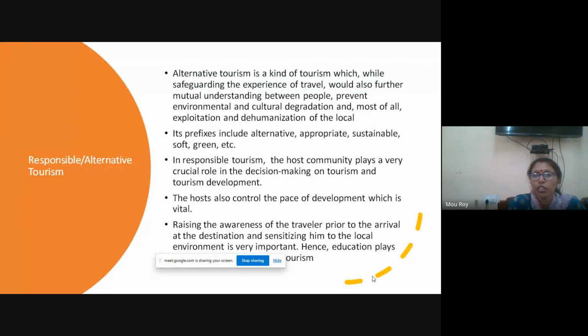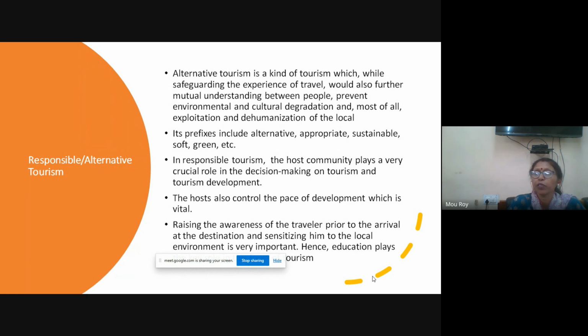So when we talk about alternative tourism, ecotourism is also known as responsible tourism. Responsible tourism can also be named alternative tourism. It is basically a kind of tourism that safeguards the experience of travel, and would also build a mutual understanding between people that would help in preventing environmental degradation as well as cultural degradation, without exploiting the natural beauty of that local area.